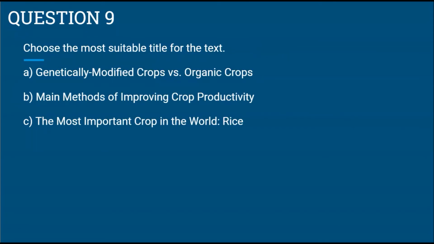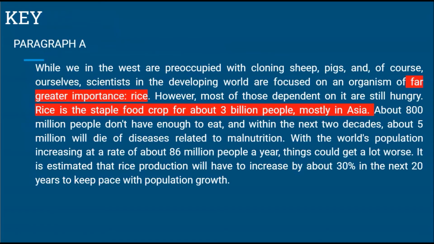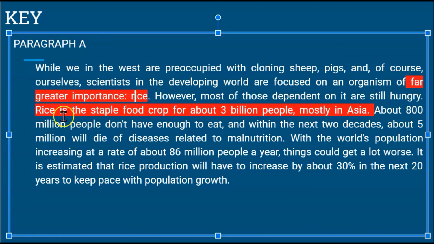For question 9, we're going to choose the most suitable title for the text. Now read the title options in choices A, B, and C, and you can pause the video now. To be able to find a suitable title for this text, we need to have an overall understanding of what the text is all about, right? So I'm going to take you back to paragraph A.